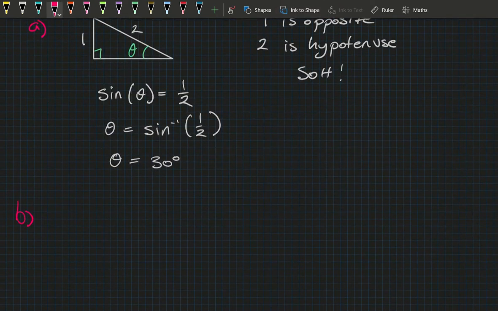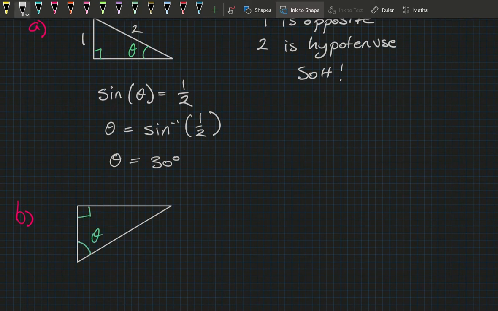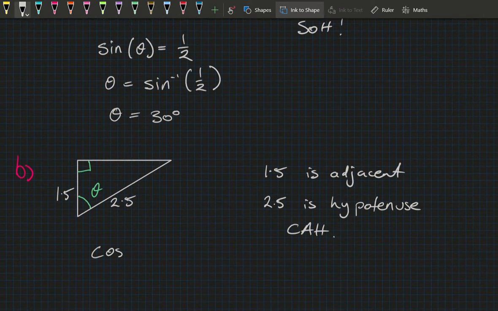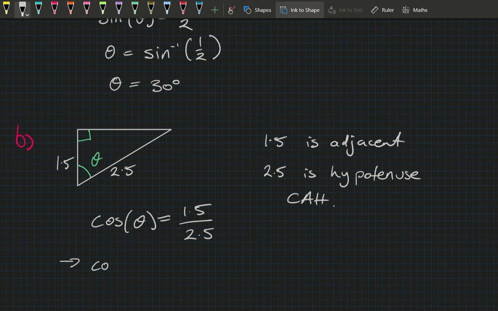Let's go straight on to part B, where we have a right angle triangle. And here we can see this angle theta. Well, the adjacent side to it is 1.5 and the hypotenuse is 2.5. So as I said, 1.5 is the adjacent and 2.5 is the hypotenuse. So we've got adjacent hypotenuse, so we're going to use CA. So by that, I mean cos of theta has to equal adjacent over hypotenuse. And therefore theta has to equal cos to the minus 1 of 1.5 divided by 2.5.